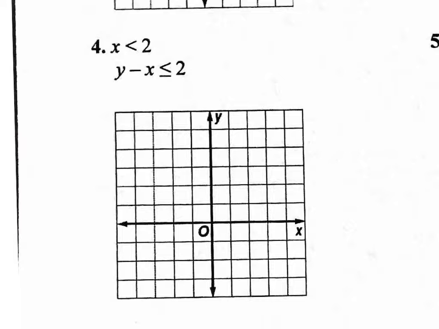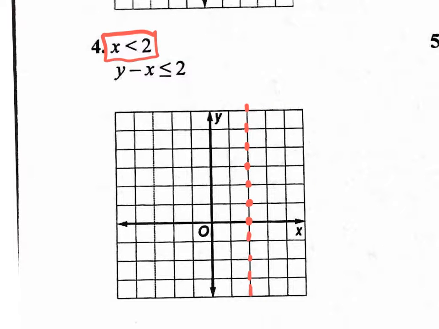Let's graph this guy. How do I graph? Well, I'm going to do the top one in red. How do I graph that guy? I go to the x-axis. I go to the value of 2. I draw a vertical line through it. Now, is it going to be a solid line or a dotted line? Dotted. Okay, dotted line right through it.